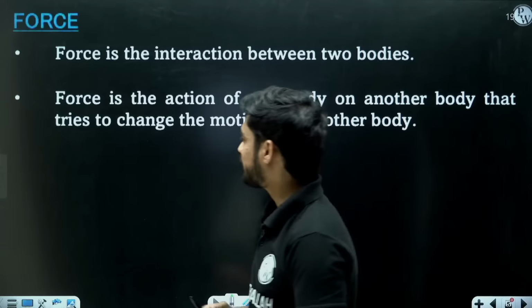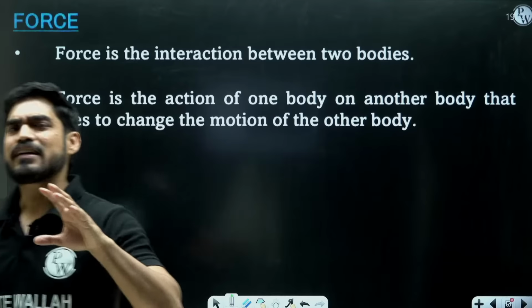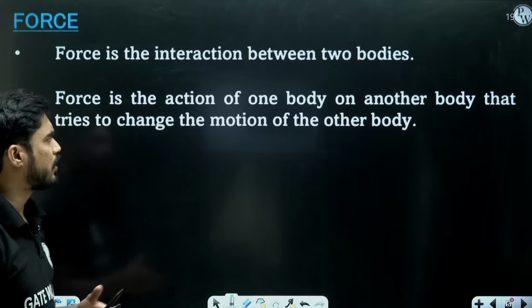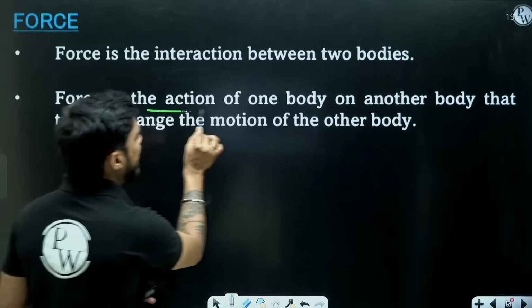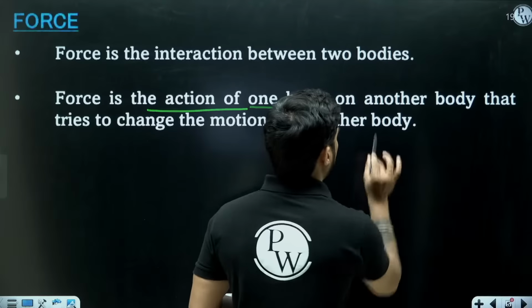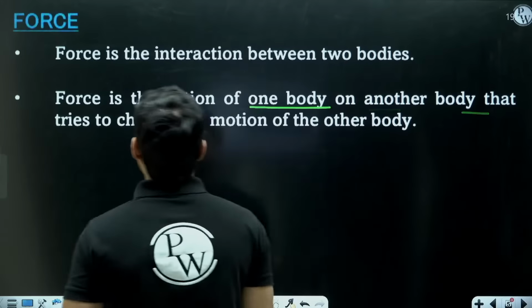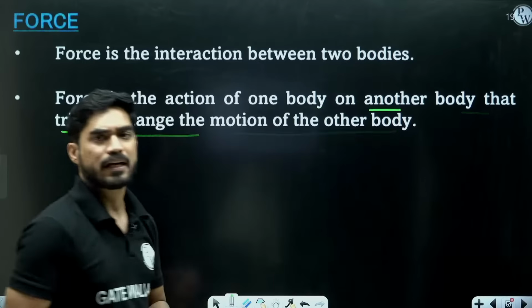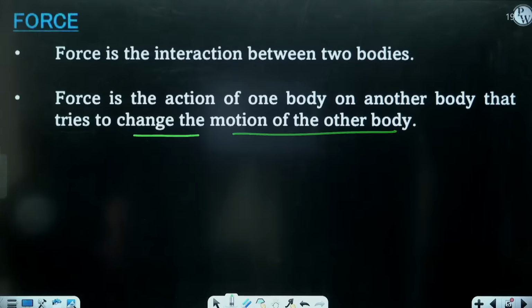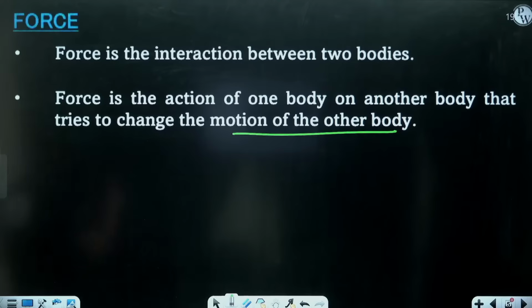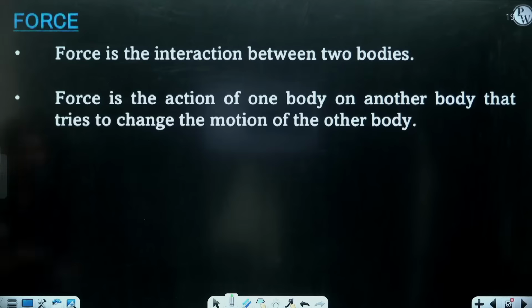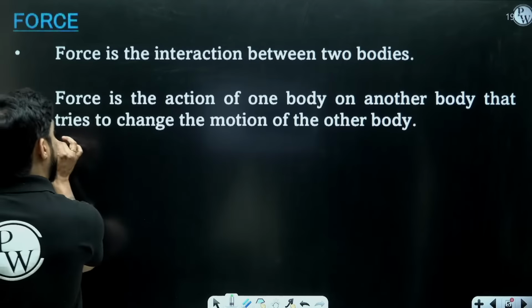Okay. Now if I define it in technical terms, then force is the action of one body on another body that tries to change the motion of the other body. Understand this definition. Force is the action of one body on another body that tries to change the motion of the other body. Tries to change.